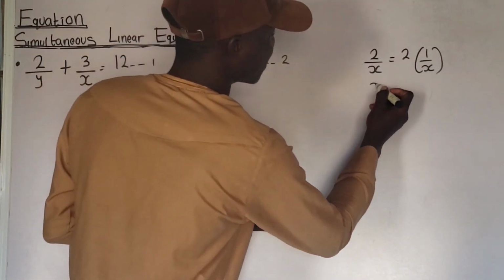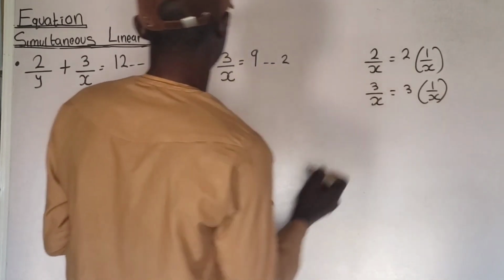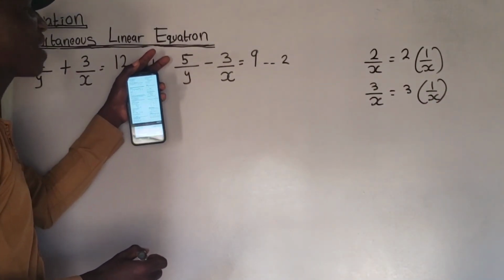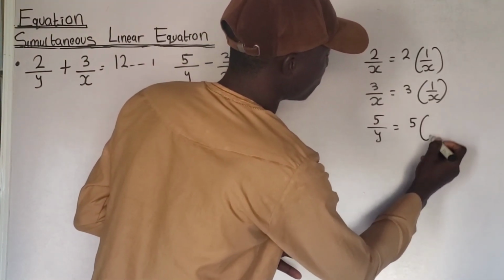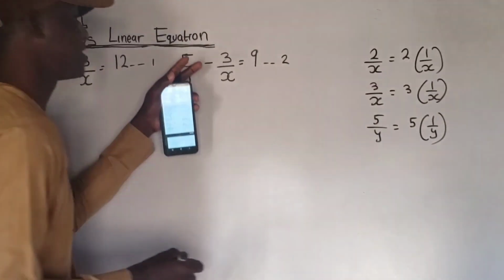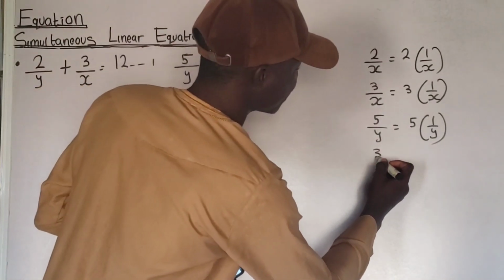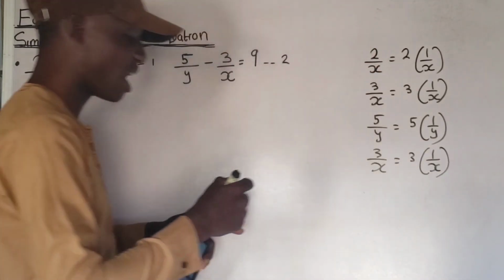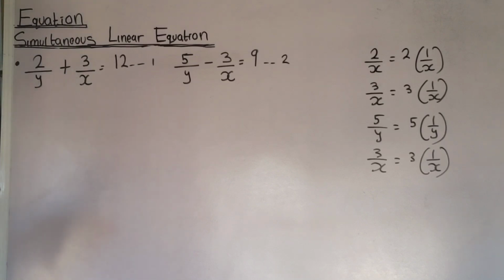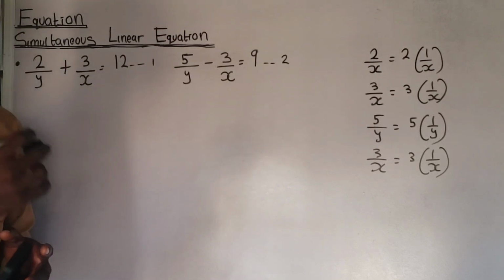Also, 3 over x can be written as 3 multiplied by 1 over x. You understand? And also 5 over y can be written as 5 into bracket 1 over y. You understand? And 3 over x can be written as 3 into bracket 1 over x. You understand? Now, the first step here is to let 1 over x equal a letter. You understand? And 1 over y equals a letter.